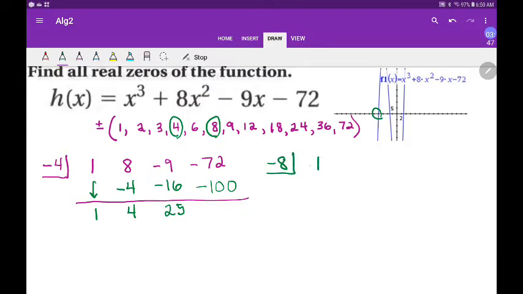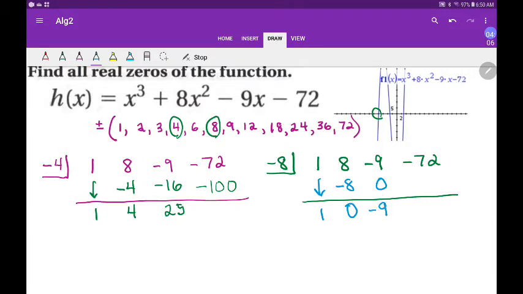So let's see, 1, 8, -9, -72. Let's see how this works. And we'll bring down the 1. -8 times 1 is -8, that's 0. -8 times 0 is 0. -9 plus 0 is -9. -8 times -9 is +72. There we go. So, I know that one of my factors is x plus 8.